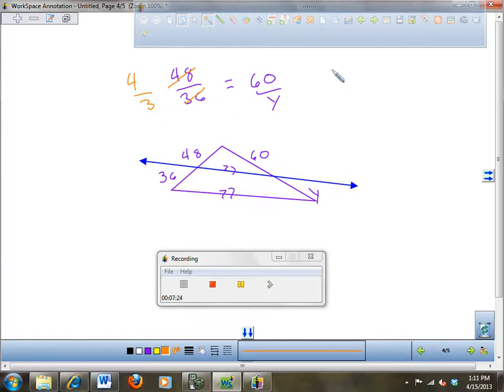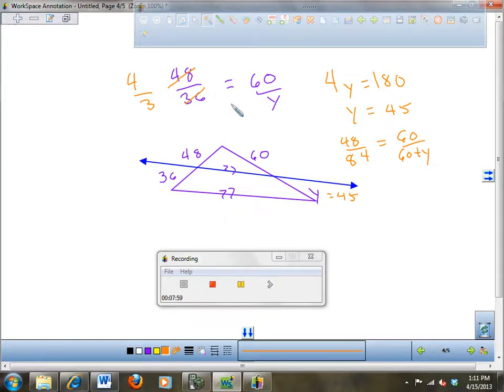And then when you cross multiply, you get 4y equals 180, right? And you get y equals 45. So this side would have to be 45. Okay? What would also be true is that, if I'm just using the similarity, 48 is to 84 as 60, but then instead of calling this y, you'd have to call this 60 plus y. You could do it that way, but that way's more work, right?